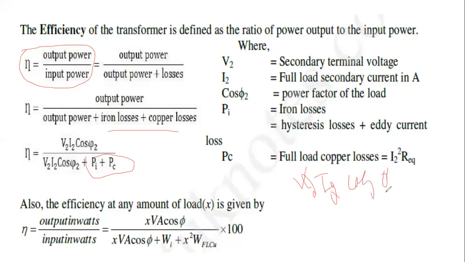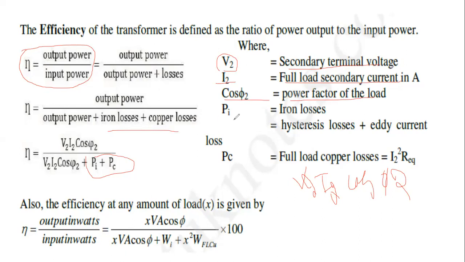Cos phi 2. The output of the transformer is V2 I2 cos phi 2, and input is output plus iron losses Pi plus copper losses Pc. In this case, V2 is the secondary terminal voltage, I2 is the full load secondary current, and cos phi 2 is the power factor of the load.